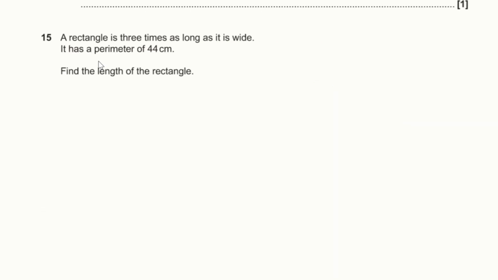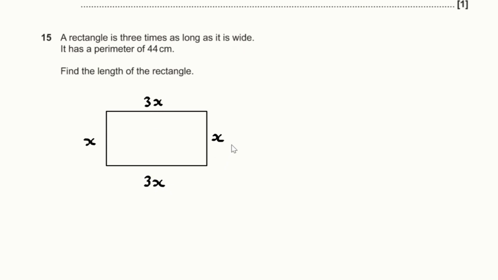Question number 15. A rectangle is 3 times as long as it is wide. It's got a perimeter of 44 centimeters. We have to find the length. So what we'll do over here is, if I've got a rectangle over here, suppose that it's x centimeters wide, then the length of it will be 3x, 3 times as long as it is wide. So I've got x plus 3x plus x plus 3x, which is equal to 44.